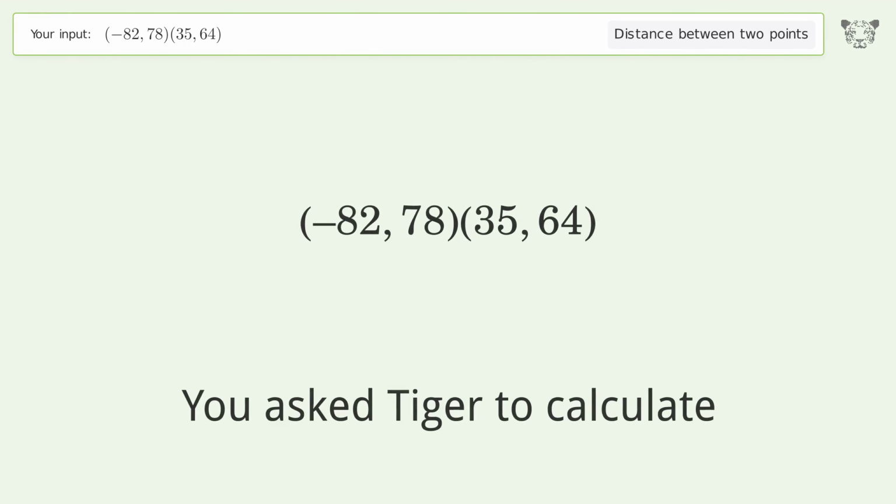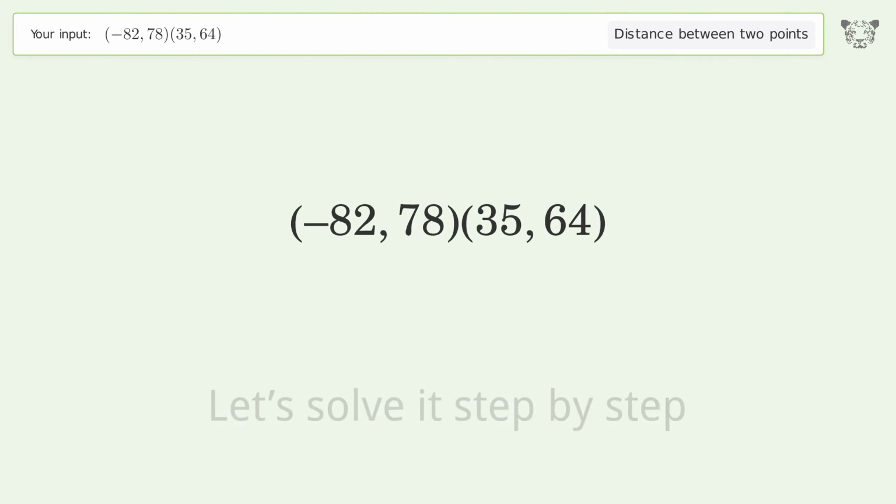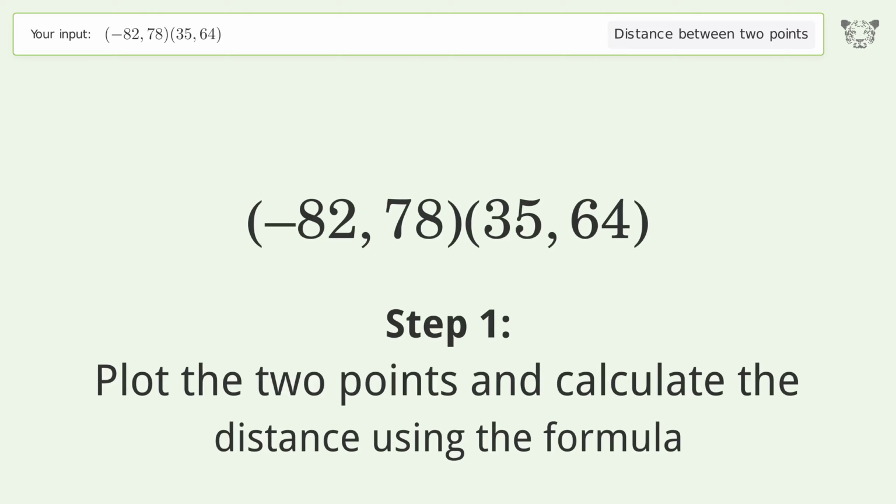You ask Tiger to calculate. This deals with the distance between 2 points. The distance between the 2 points is the square root of 13,885 or 117.835. Let's solve it step by step. Plot the 2 points and calculate the distance using the formula.